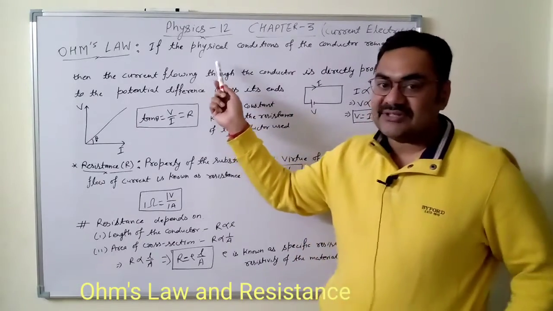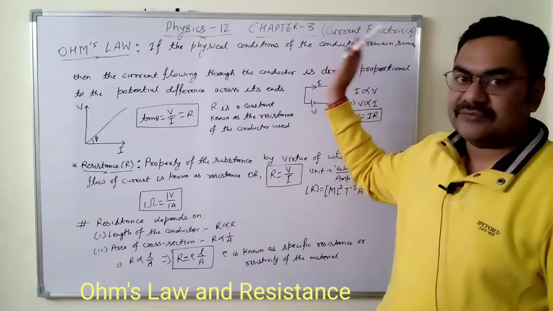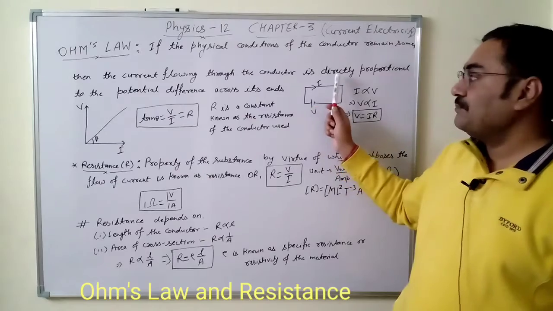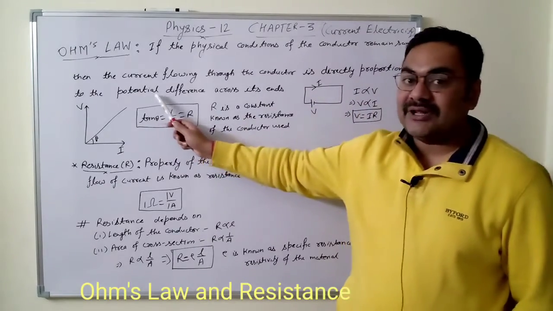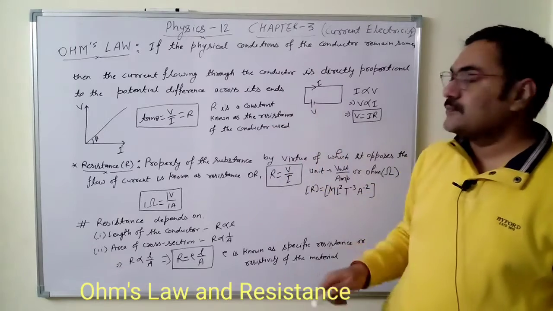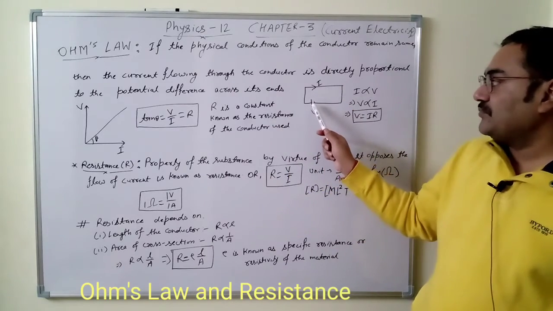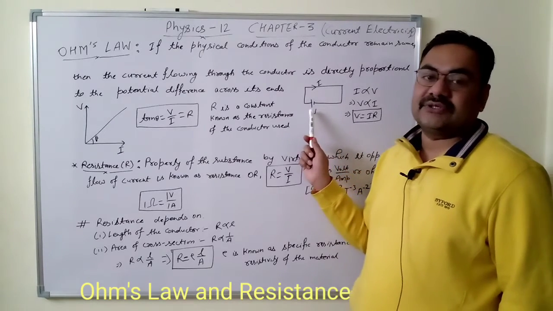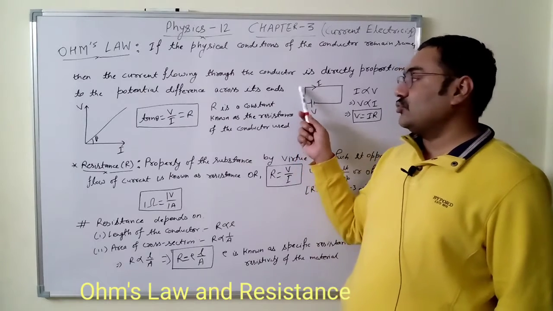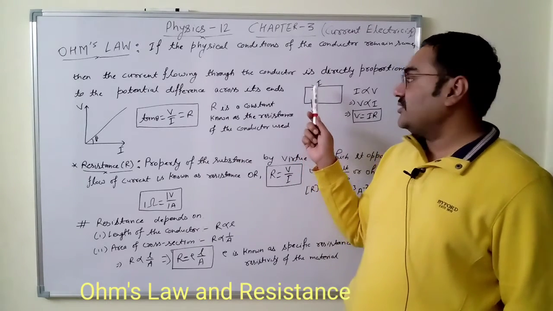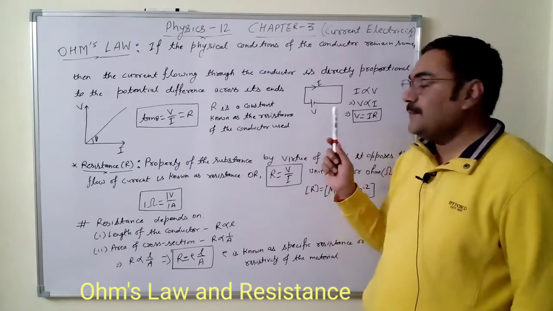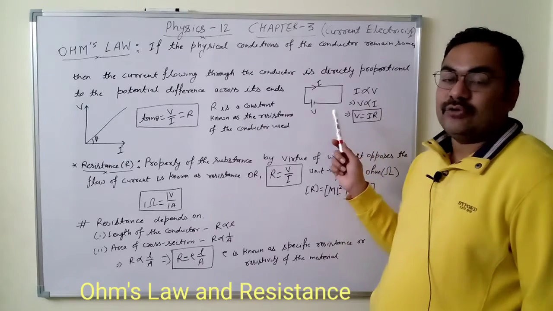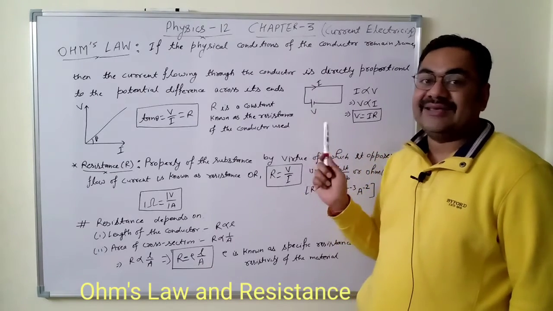So just a simple statement: if the physical conditions remain same, then the current flowing through the conductor is directly proportional to the potential difference across its ends. If this is a conductor connected to a cell and the potential difference across the ends of the cell is V, then the same potential difference V is also across the conductor, and the current flowing through it is I. So I is directly proportional to V, or we can say V is directly proportional to I, and proportionality constant R is taken here, so V becomes IR.